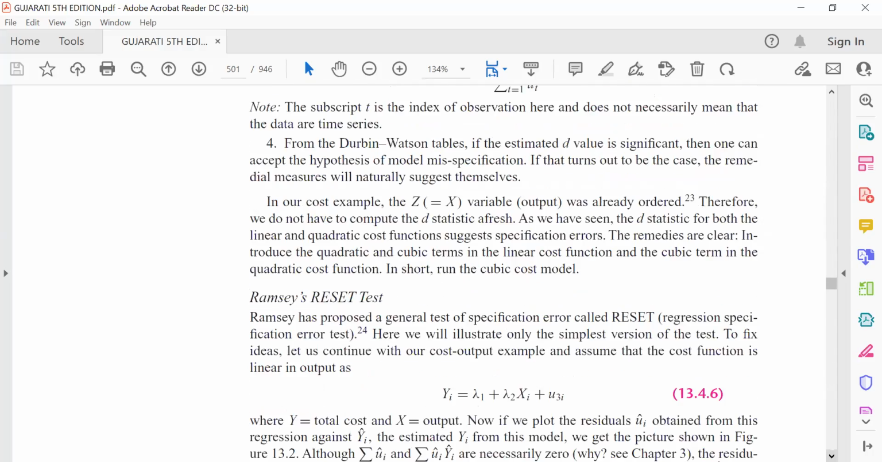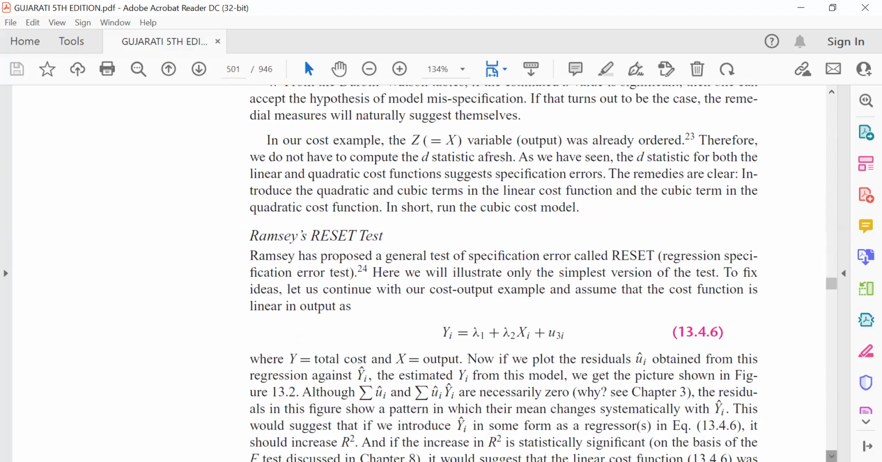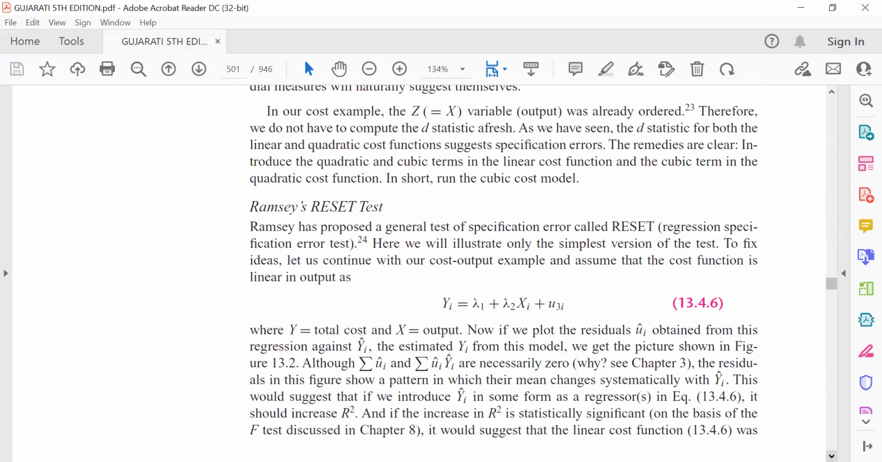It is better to use the Ramsey test. Ramsey proposed a general test for specification error. We call it the RESET test, regression specification error test. Here we will illustrate only the simplest version of the test. For example, we have a cost-output example, where Y is total cost and X is output.